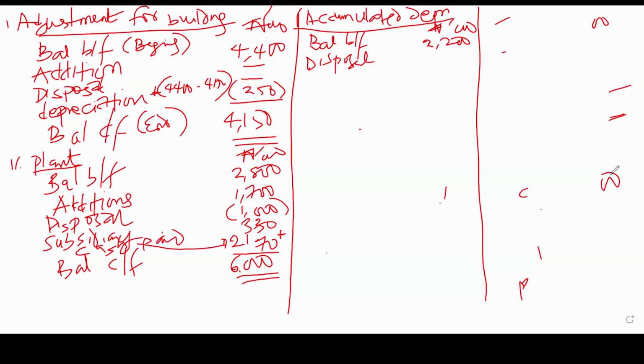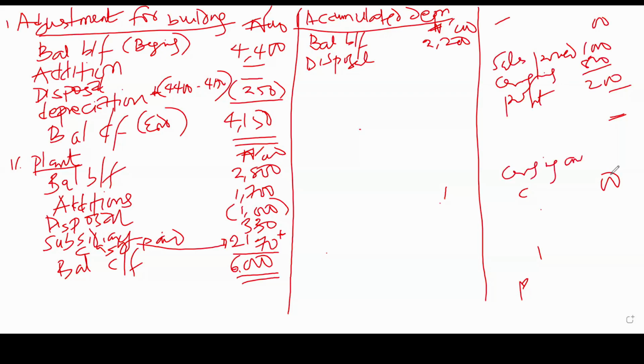And I said, how you will know? Sale proceed, 1,000. Profit on disposal is 200. Therefore, carrying amount is 800. If carrying amount is 800, cost is 1,000. It means that accumulated depreciation must have been 200. All right. So disposal, what I put here was cost. What I'm going to put here is the accumulated depreciation, which is how much? 200. So that should have reduced our accumulated depreciation balance.